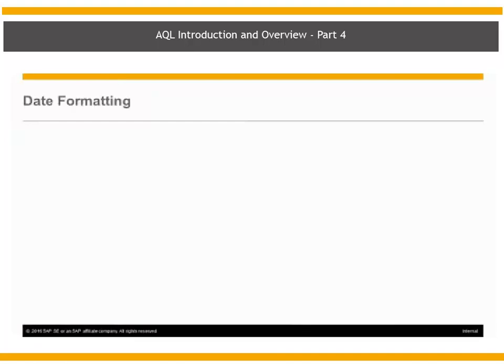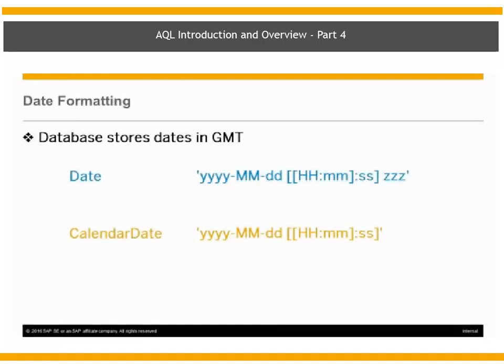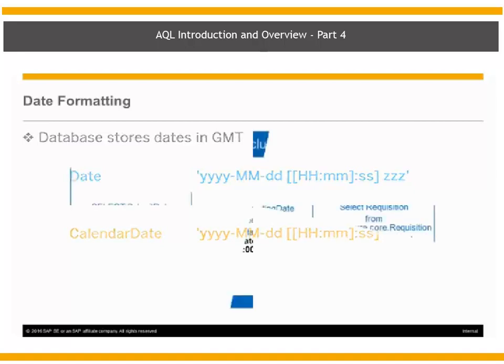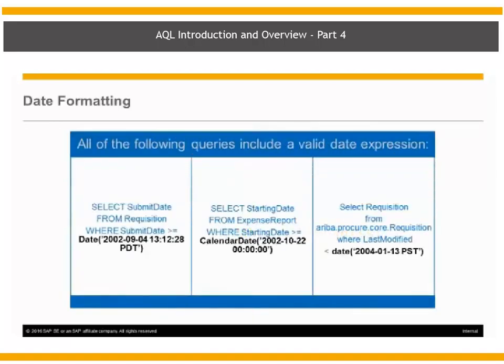When it comes to dates, it's important to remember that the database stores dates in GMT. To query a date, you can use either date or calendar date. The difference between the two date formats is that the date function requires a time zone, and the calendar date function does not. Note that in our first example here in blue, the Z's stand in for the time zone. All of the following queries include a valid date expression. Note that our last query here is simply looking for the date and not the time.